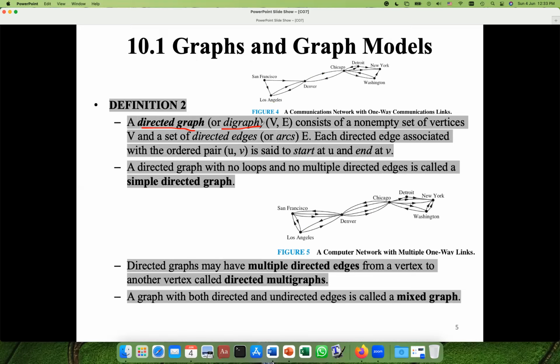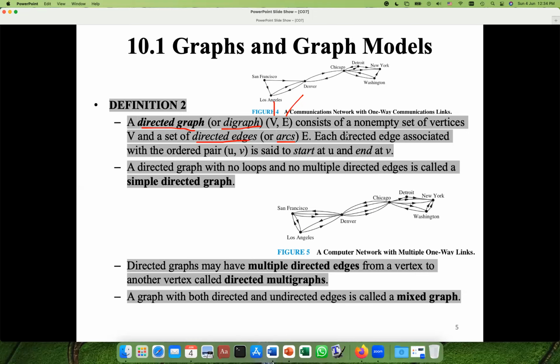So that graph will have again the set of vertices and the set of edges. And this V would be a non-empty set of vertices, and this E would be a set of edges, but now directed edges. You can also call them arcs, which you already studied in mathematics. So in the directed graph, you will have directed edges, which means edges with direction.